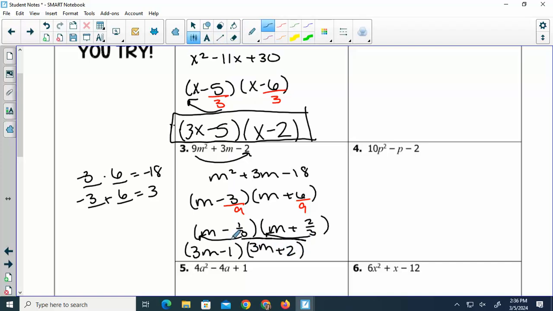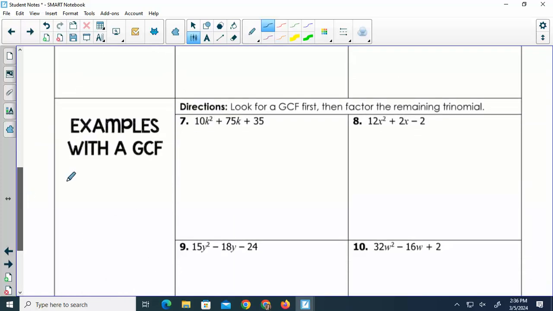All right. Are we doing okay with these? Okay. I want to do one with an extra twist. So everybody look at number 7. What do you notice about that one?